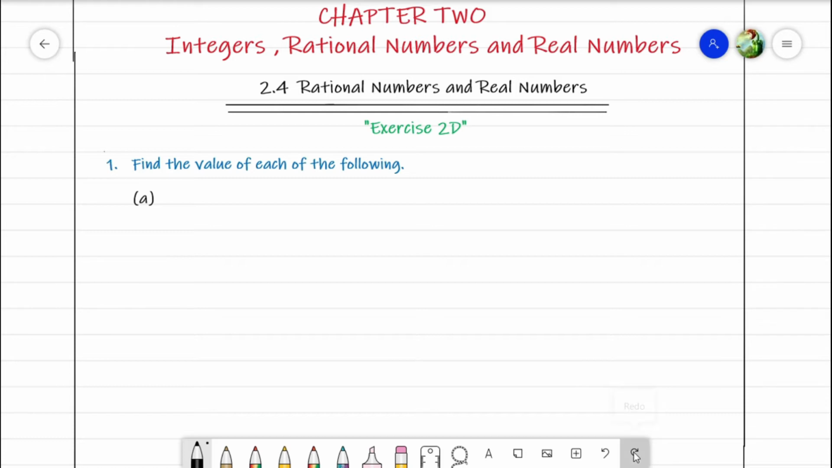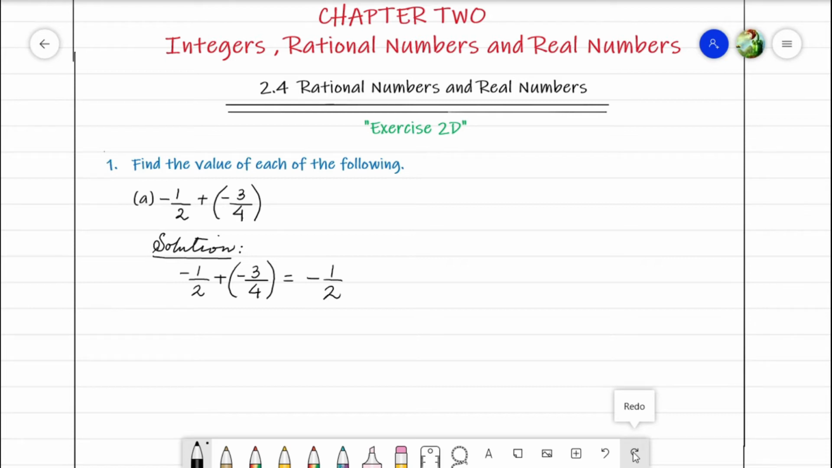So part A is negative 1 by 2 plus negative 3 by 4. First of all, I will write the solution. This is negative 1 by 2 plus negative 3 by 4. As you can see, both are proper fractions. How will we add or subtract proper fractions? I will tell you. Here this is negative 1 by 2.